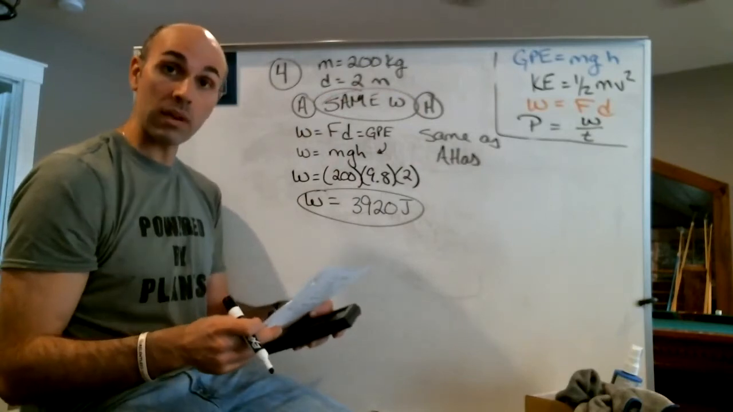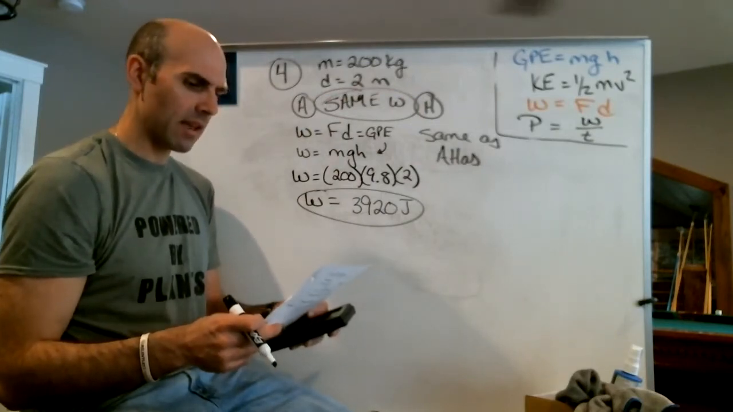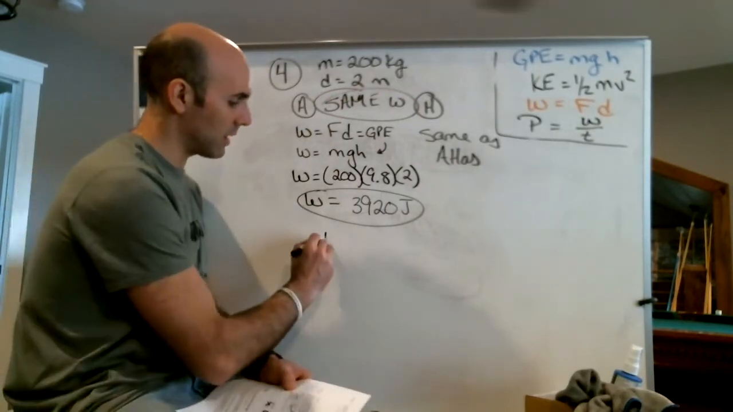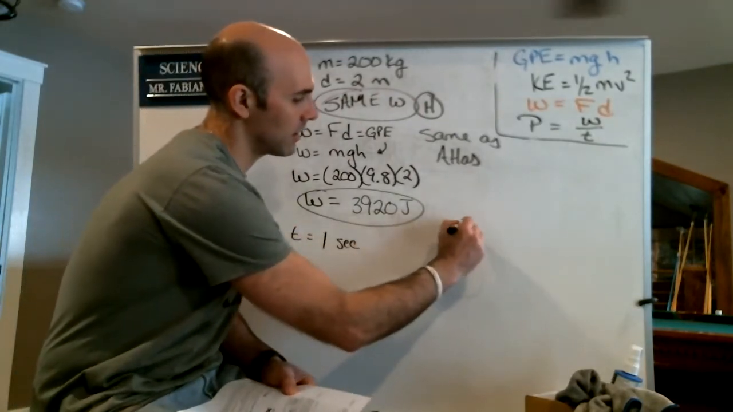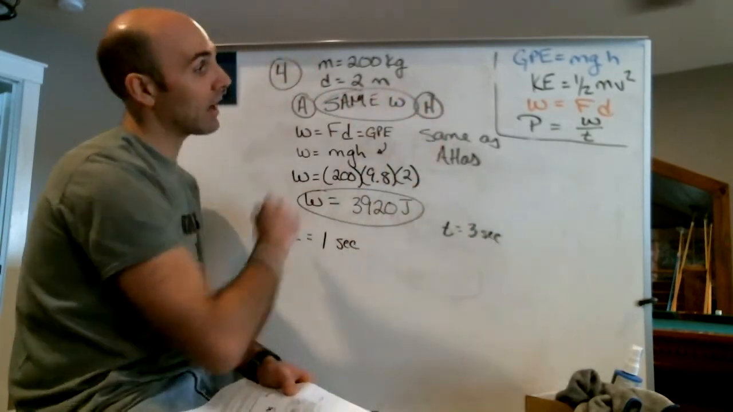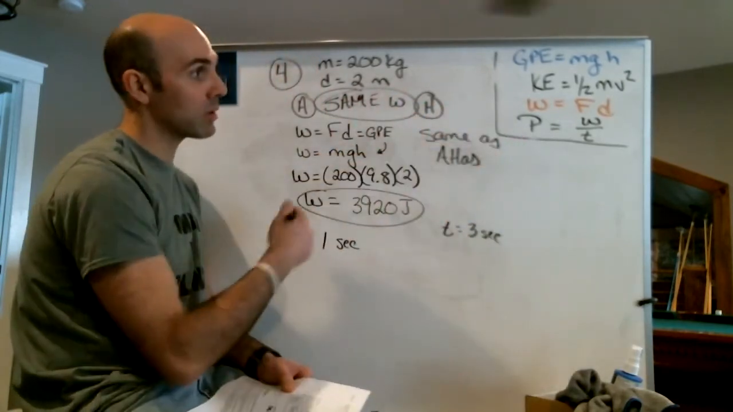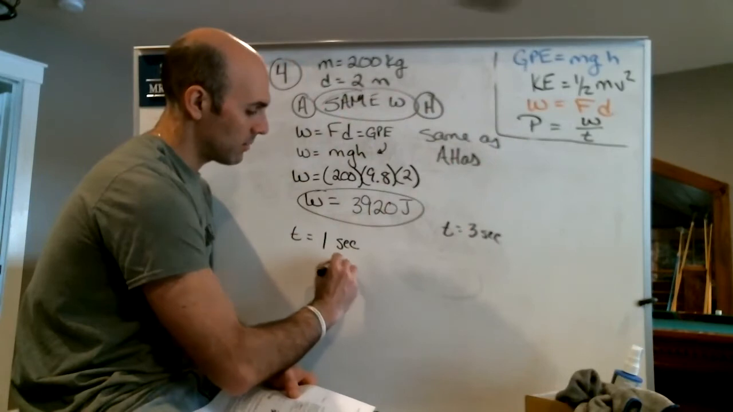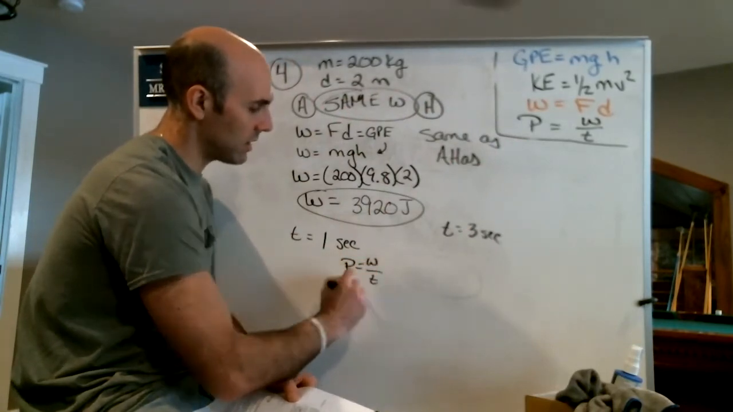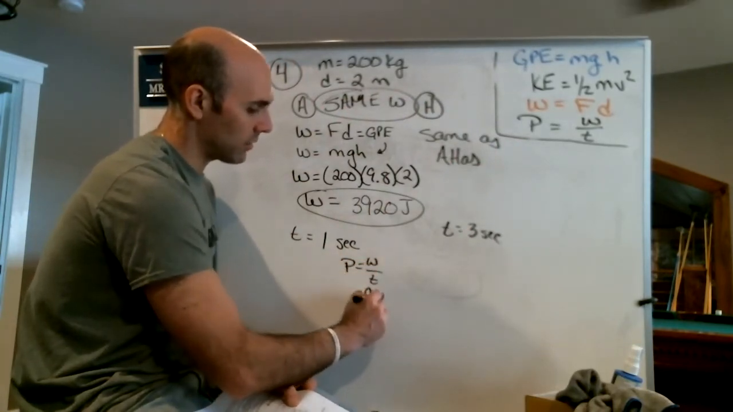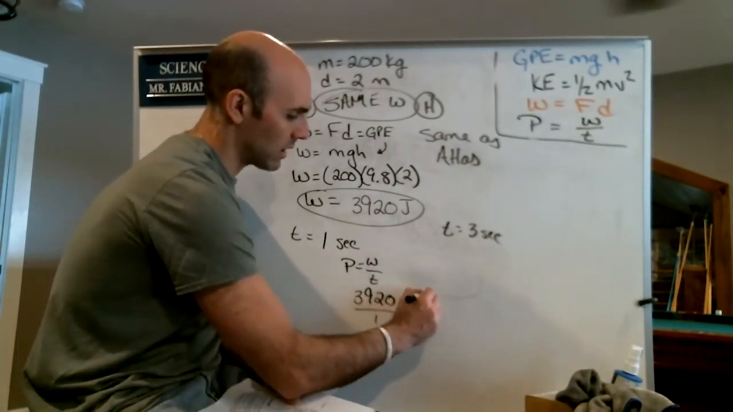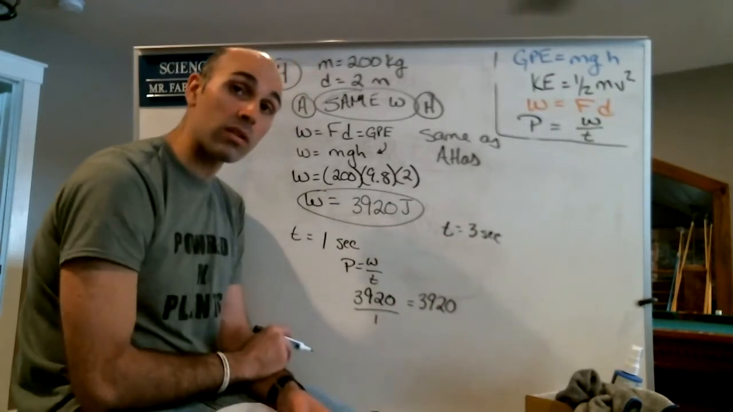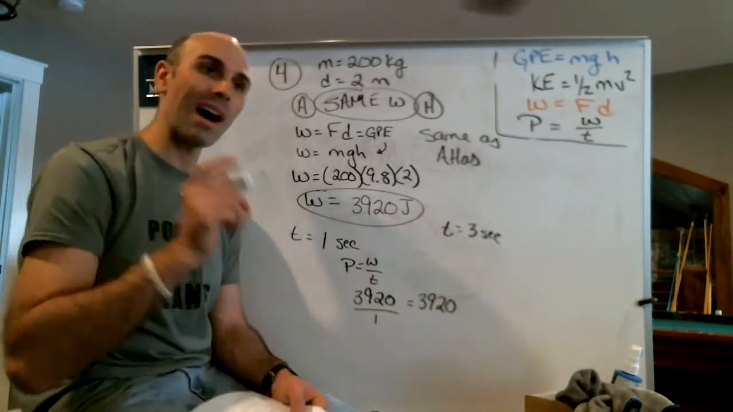All right, last thing we had to do was figure out their power. So for that, we were given some times, and it said Atlas lifted in 1 second, so time, and Hercules did it in 3 seconds. How do we find power? Power equals work divided by time. P equals W over T. 3920 divided by 1 comes out to 3920. What are the units for power? Watts. Very good.